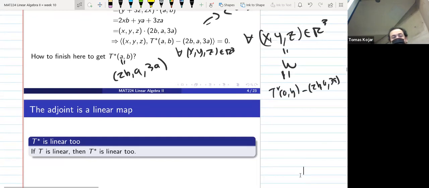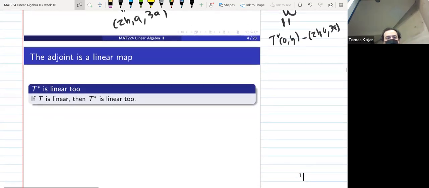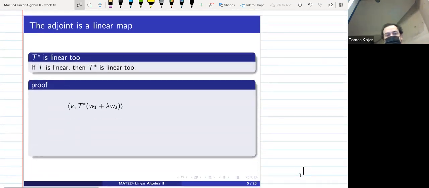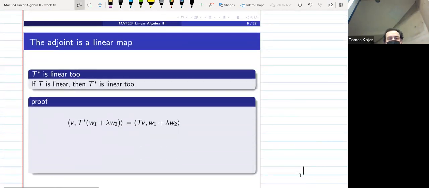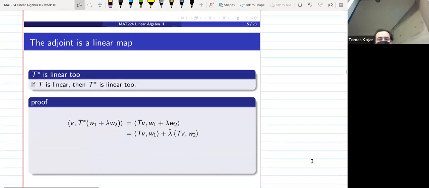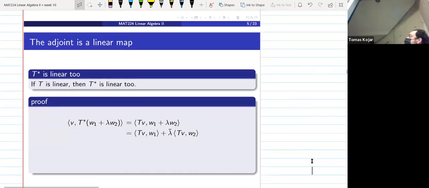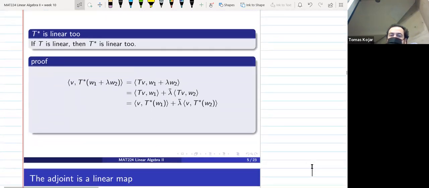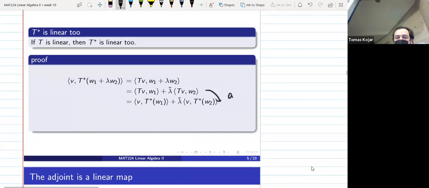All right. P star is linear too. So let's prove that. It's very easy. You start with this, and you have to use the definition. This is just the definition of adjoint. Then you use the conjugate linearity of the inner product, so lambda in the second slot gives you lambda bar. And then you invert stuff back, so you do adjoint once again. And this is conjugate linear.